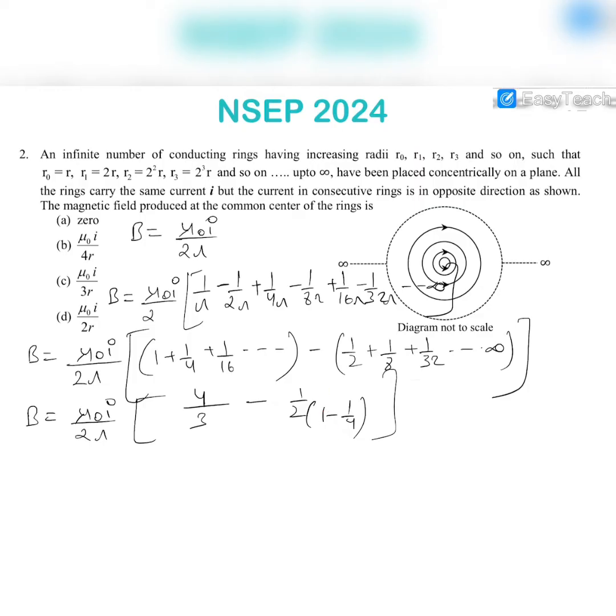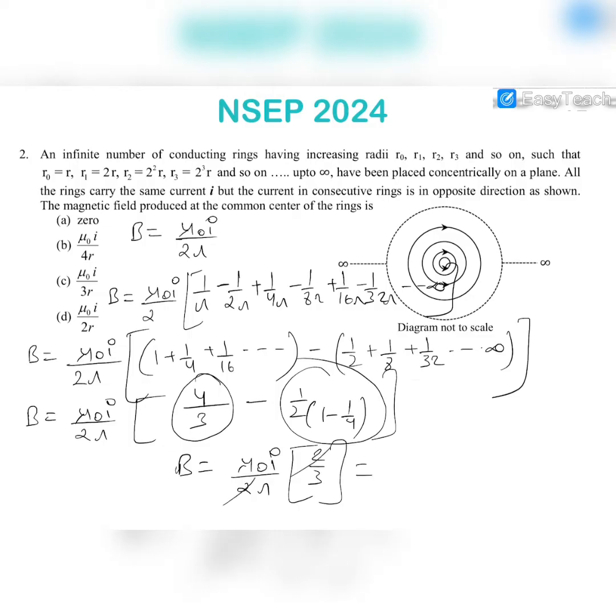So you can see that B will be equal to mu naught I by 2r into 4 by 3 minus 2 by 3. So it would be 2 by 3, and cancelling 2 with 2, it would be mu naught I upon 3r. So the correct answer will be C. Now let us move on to the next question.